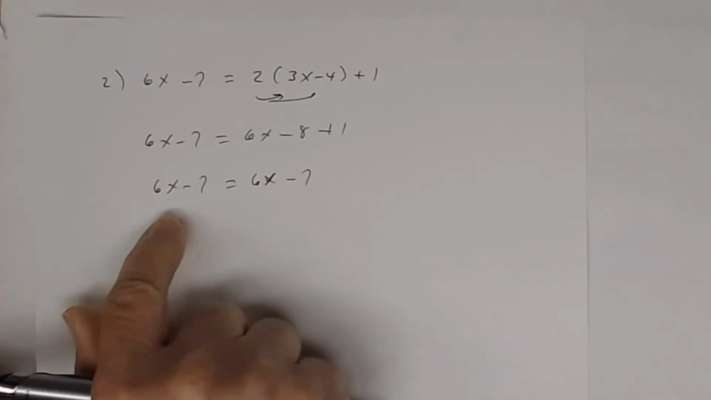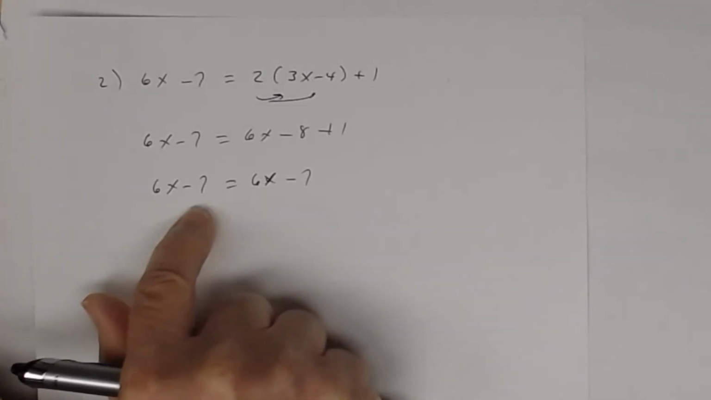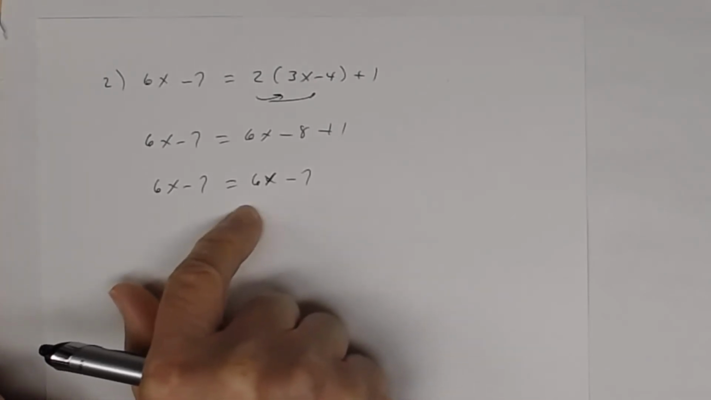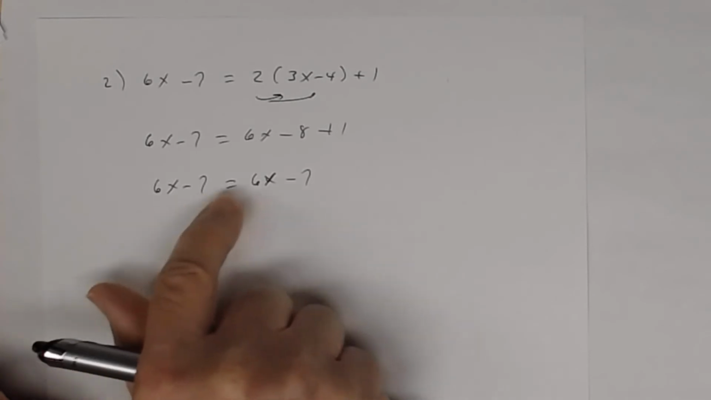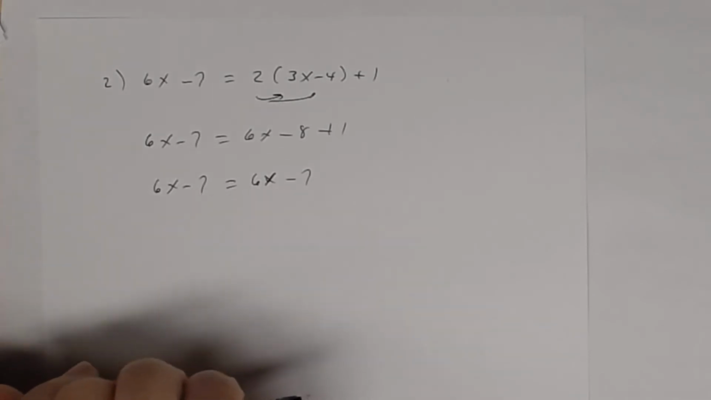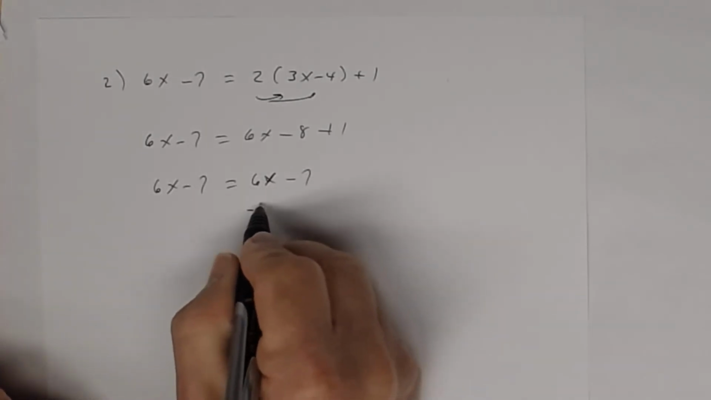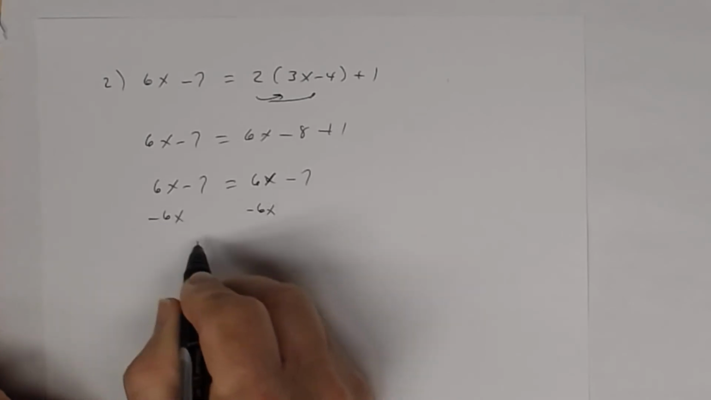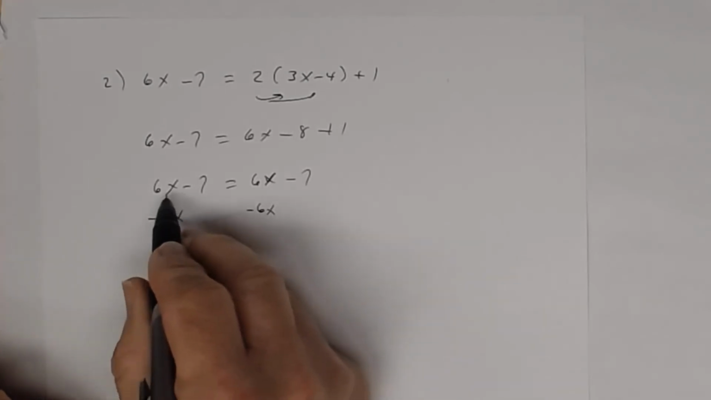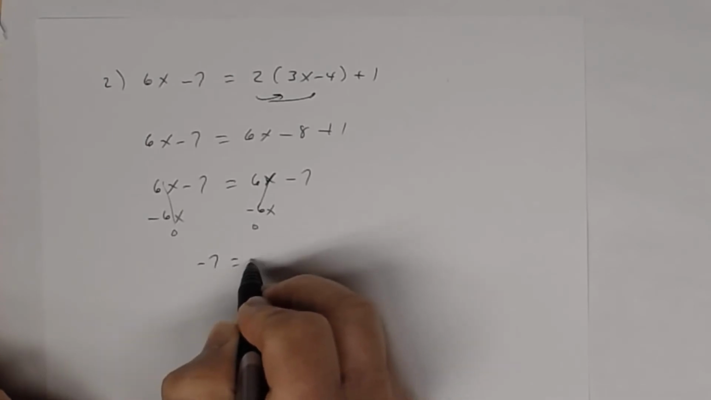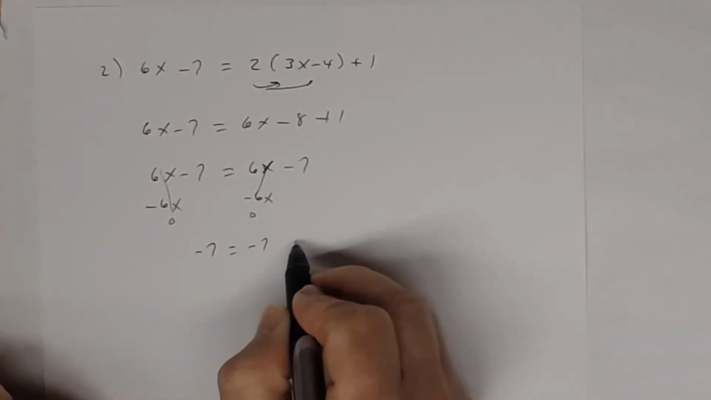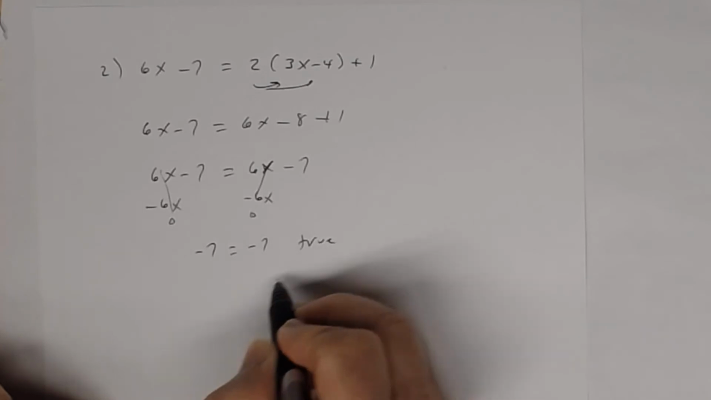And then notice right away that those sides are identical. So what that means is that no matter what number I substitute for x, the left side will equal the right side, right? And if you go further with this, if you subtract 6x, notice that the variables disappear. So that's 0, and you get negative 7 equal negative 7. So that's a true statement, right? That's true.